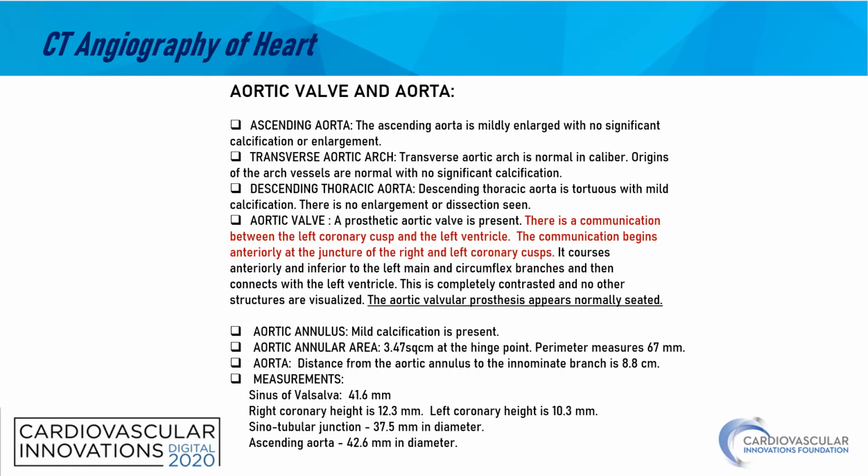The next part of the pre-procedural planning is the CT angiography of the heart. As highlighted here, a communication between the left coronary cusp and left ventricle was noted, and it was also noted to begin anteriorly at the juncture of the right and left coronary cusp. As we mentioned earlier, CT angiography of the heart helps us measure the size of the aorta and aortic annular area in particular, which will help in the intervention plans.